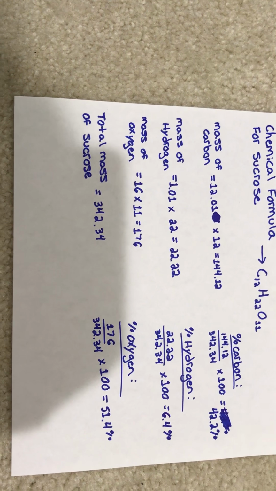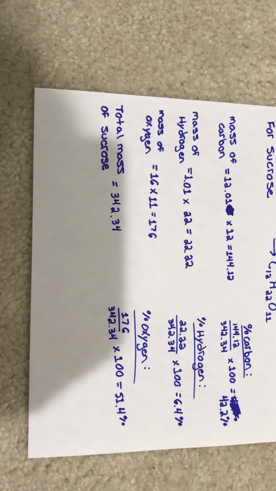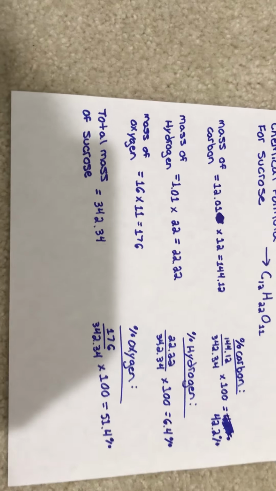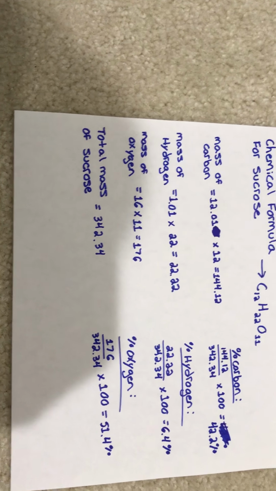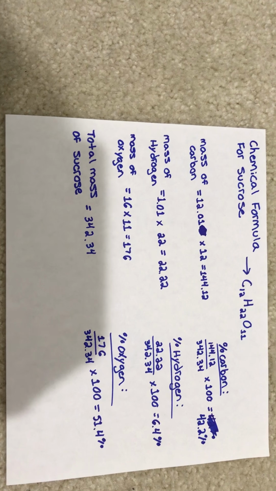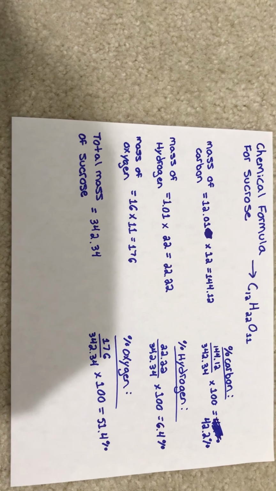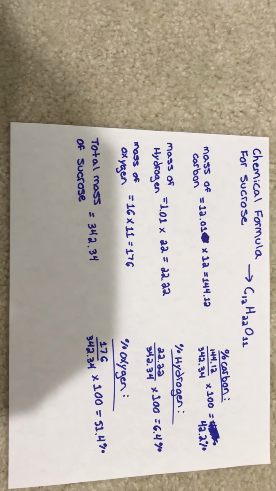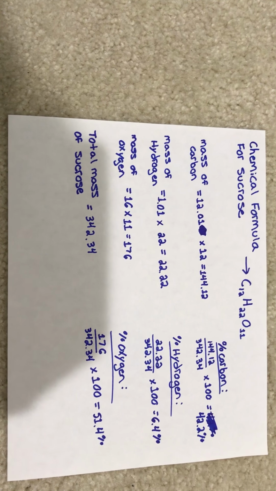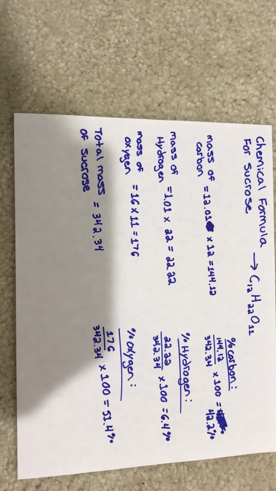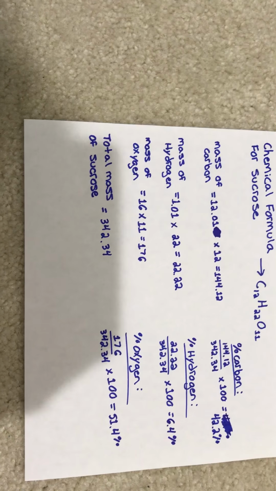After that, we need to find the percent. We can actually solve for the percent of each element. So you take the total mass of carbon and divide it by the total mass of the entire compound. So 144.12 divided by 342.34. Multiply that by 100 and we get 42.2%.